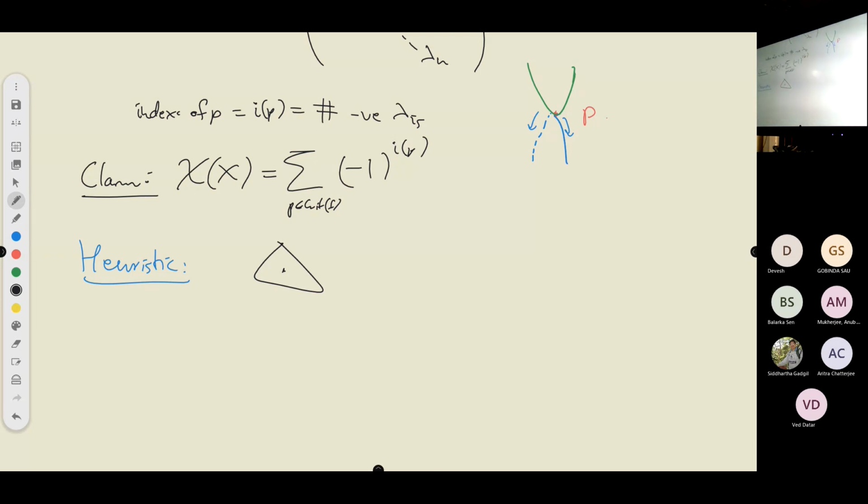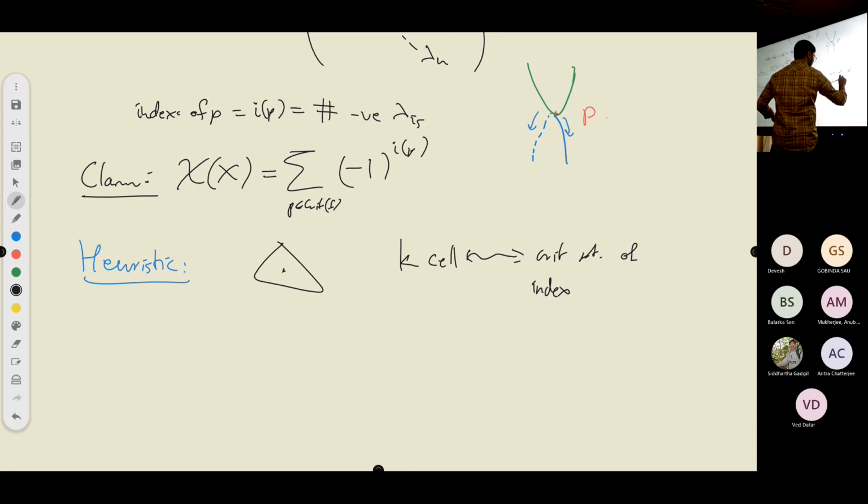So I'll tell you how to construct a function that has the property that every K cell corresponds to a critical point of index K. And so now your usual definition of Euler characteristic as the alternating sum of the count of K cells recovers this claim. Okay, so how's my function going to be?